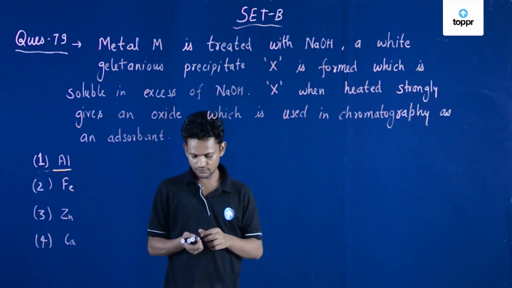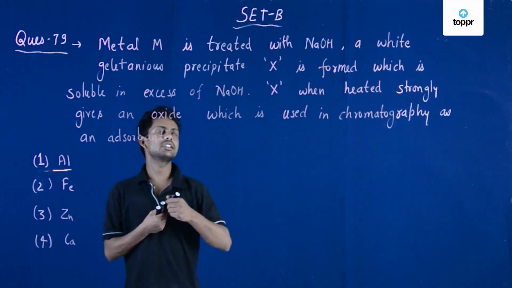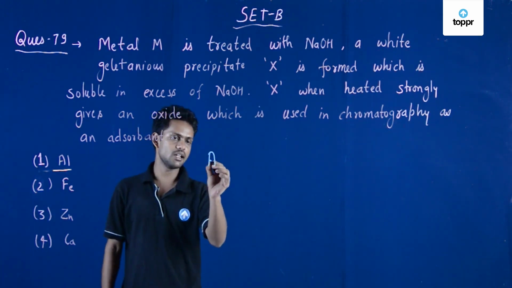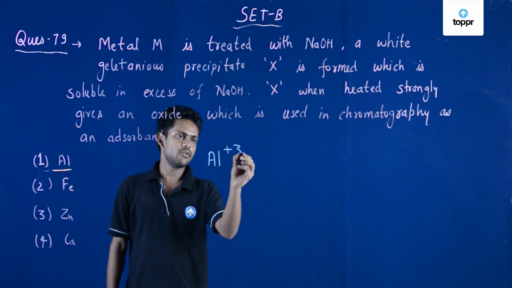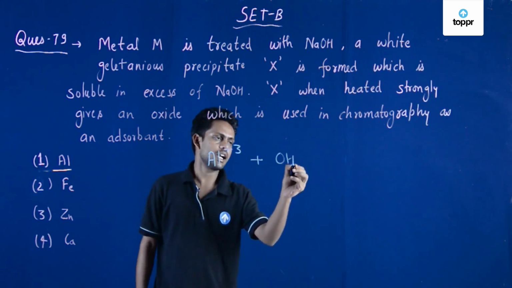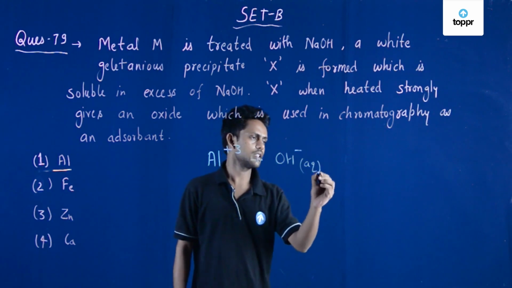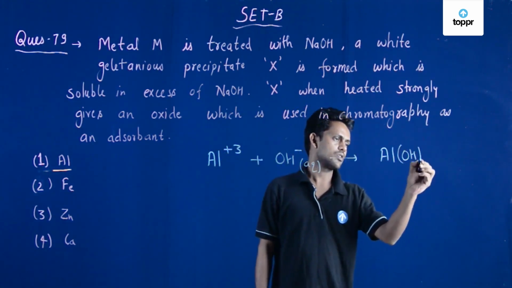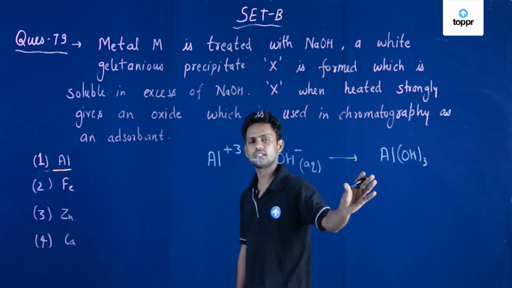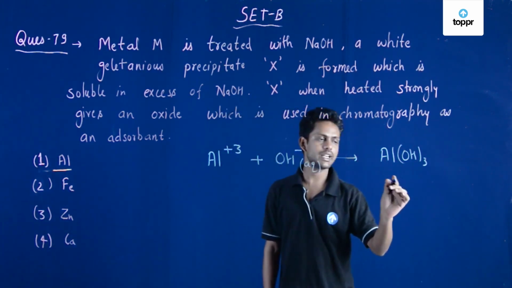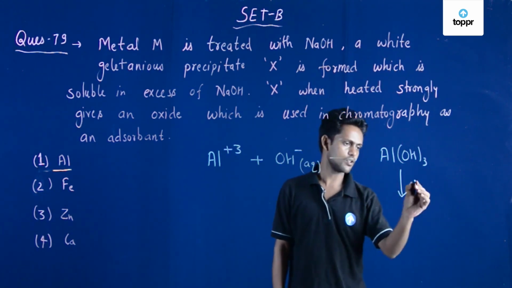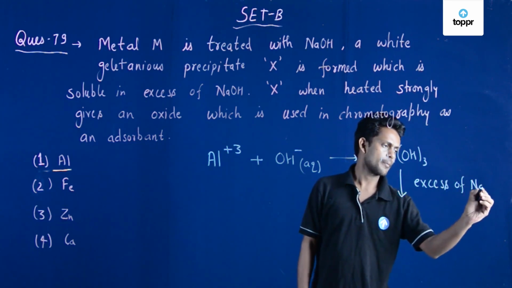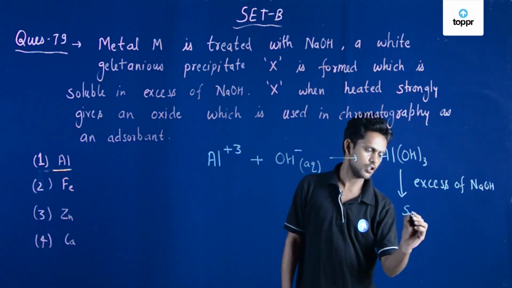And if you look at the information given in the first line, when treated with sodium hydroxide, if you take the metal aluminium, when it is treated with aqueous hydroxide ion, it forms a white precipitate of aluminium hydroxide. This is the white gelatinous precipitate that gets formed, and aluminium hydroxide is further soluble in sodium hydroxide. So if you use excess of NaOH, it dissolves.